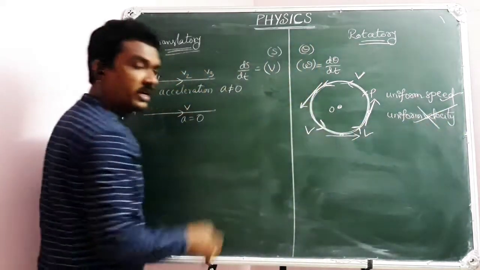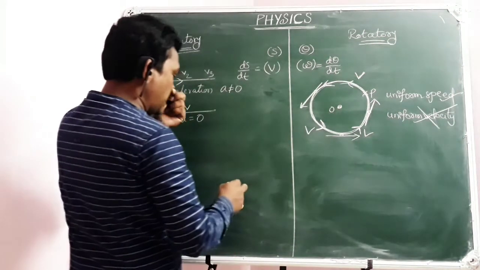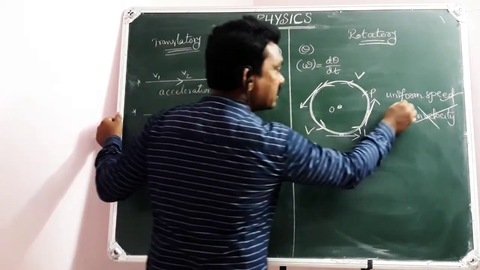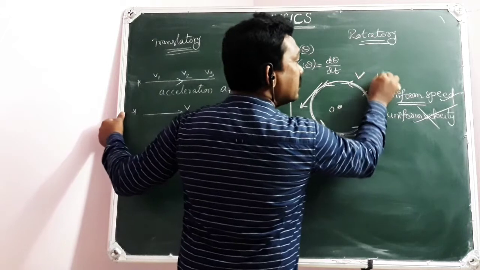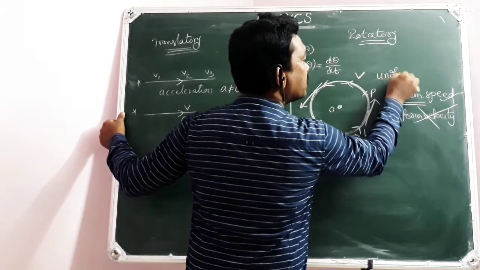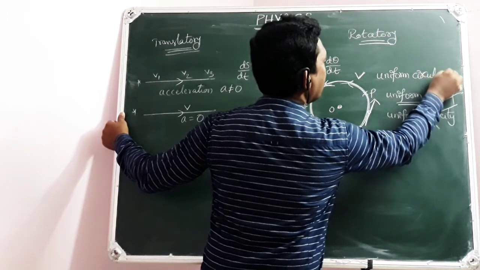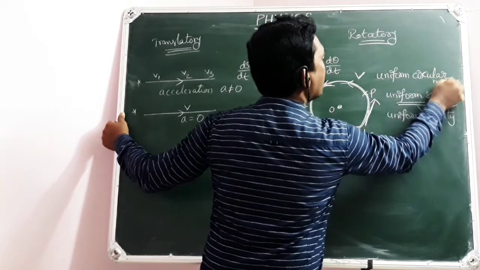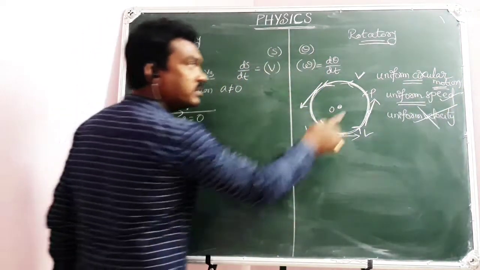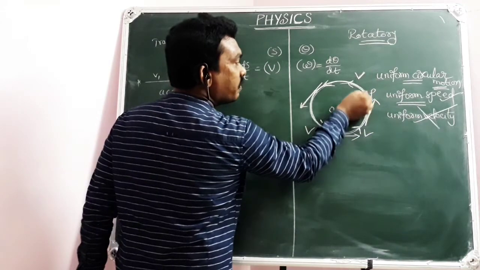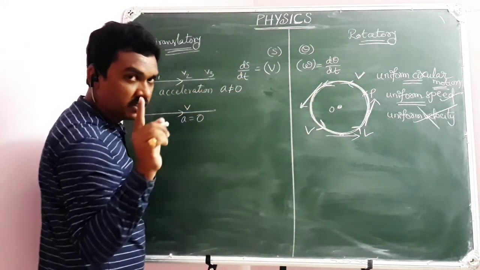Because the direction is going to change continuously even though speed remains constant. Such motion, where it moves with constant speed along a circular track, we call uniform circular motion. Circular motion is a part of rotatory motion, that's why we are explaining that. In uniform circular motion, the speed of the particle is constant, but velocity is not constant.